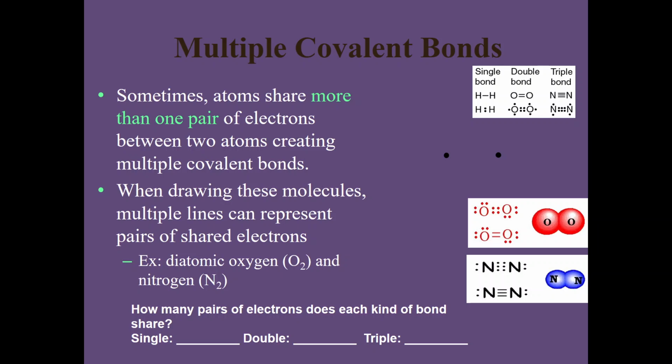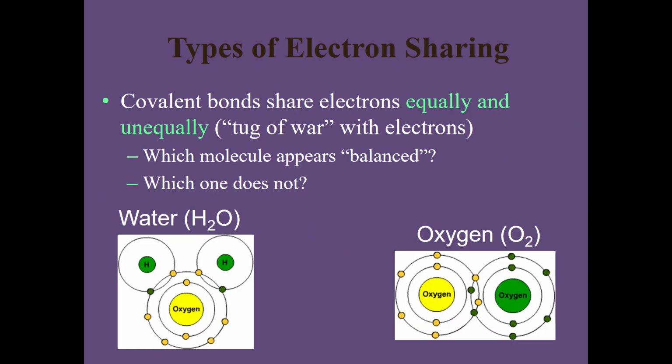So a single bond has 1 pair. A double bond has 2 pairs. And a triple bond has 3. Covalent bonds share electrons equally and unequally. Think of it as a tug of war between the electrons. Which molecule appears balanced and which one does not?